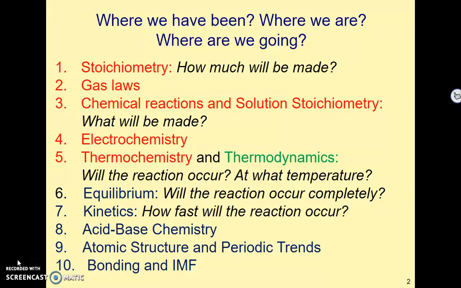Actually, before we start, take a step back. In terms of chemical reactions, what we have left to learn is predicting whether a reaction will occur. Then, if we know it occurs, will it occur completely? Will all the reactants be turned into products? And lastly, we have to learn what determines how fast a reaction will occur. So that's what's left to learn about chemical reactions.